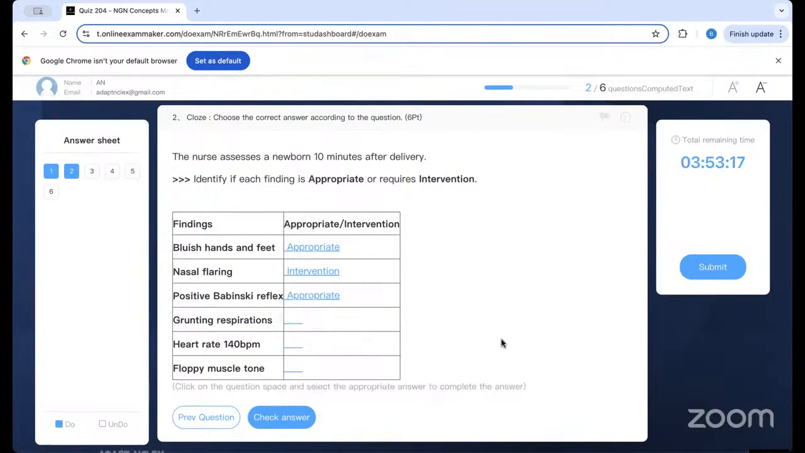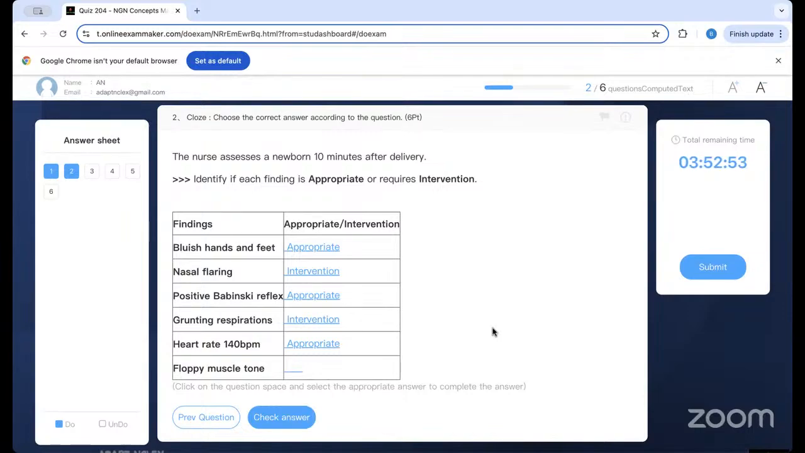Grunting in a newborn is a sign of pending respiratory failure. It's worse than nasal flaring. So this requires some form of intervention. The heart rate of 140, that's what you expect. A baby's heart rate is like 110 to 160 in a newborn, right? So this is appropriate. The nurse should not worry about it.